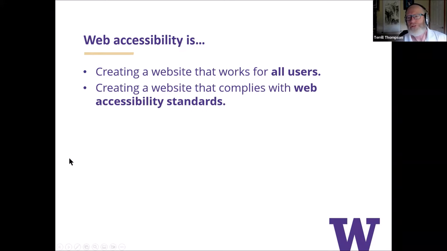So what is web accessibility? I've got just two bullets, so it can be simplified quite a bit. It is creating a website that works for all users. That really should be our goal anytime we're creating or providing a website, a web application, content on the web. We want everybody to be able to access that. Also, more specifically, creating a website that complies with web accessibility standards. So there are standards that help us to understand what it means to create a website that works for all users. So it really is both of those things. That's how we look at and how we measure web accessibility.